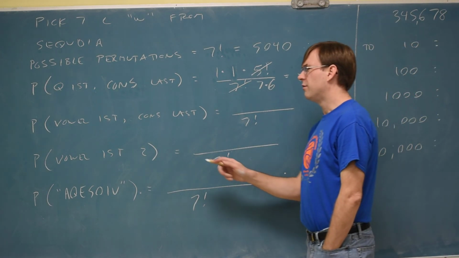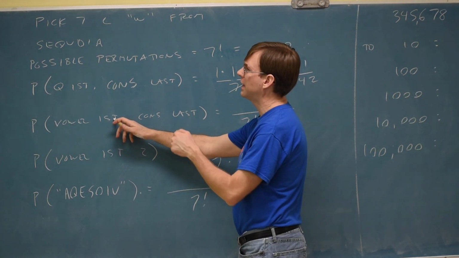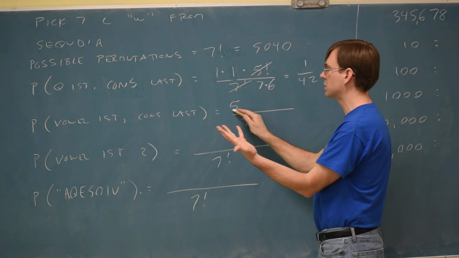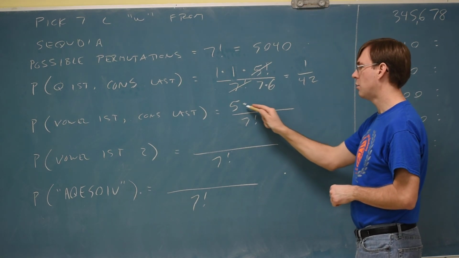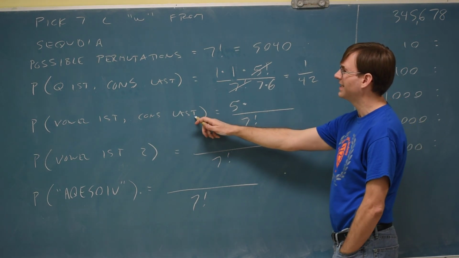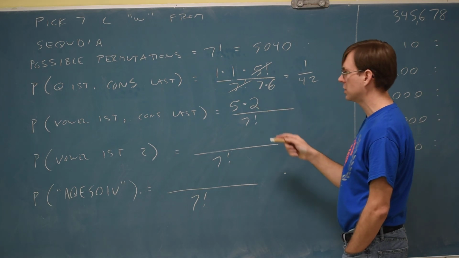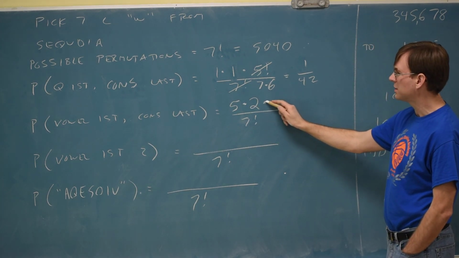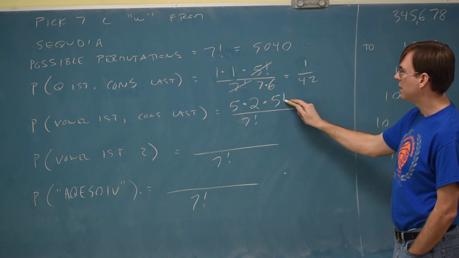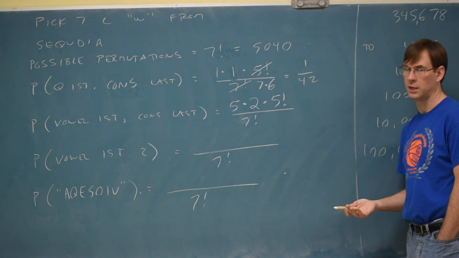If I want to do a vowel first, that would give me 5 choices because there are 5 vowels in that word. And so I'll multiply. Consonant last would be 2 choices, Q and S. And then I didn't say it in the parentheses in the telling of the story, but you still have 5 do-whatever-you-want spaces.